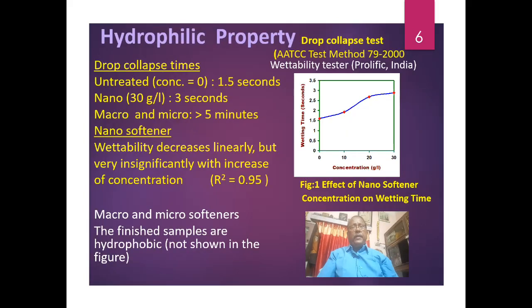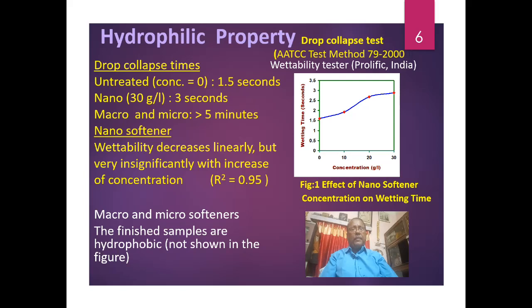The hydrophilic property of the finished fabrics was measured in 2 ways. First is the drop collapse test, according to the AATCC test method 79 of the year 2000. In this method, a drop of water is allowed to fall by gravity on the fabric, and the time required to collapse the drop was noted.